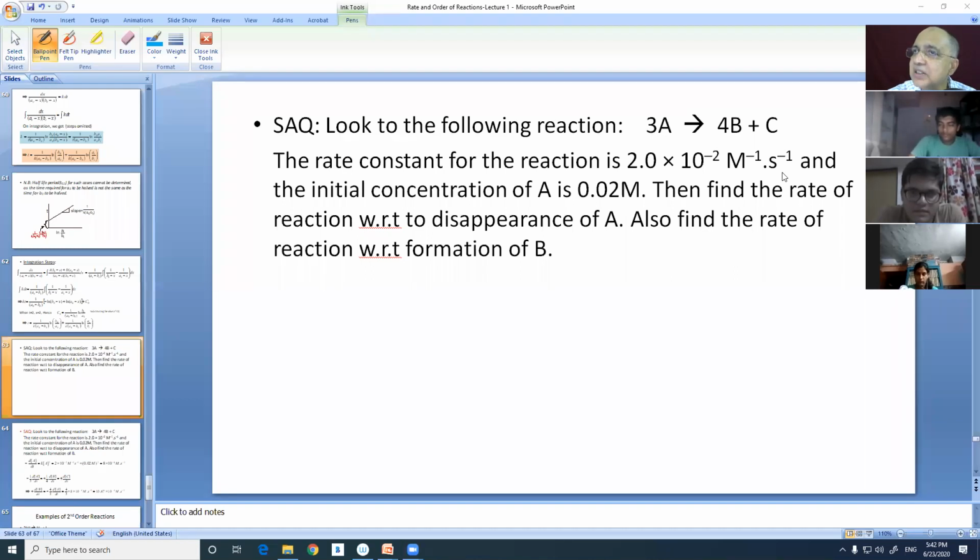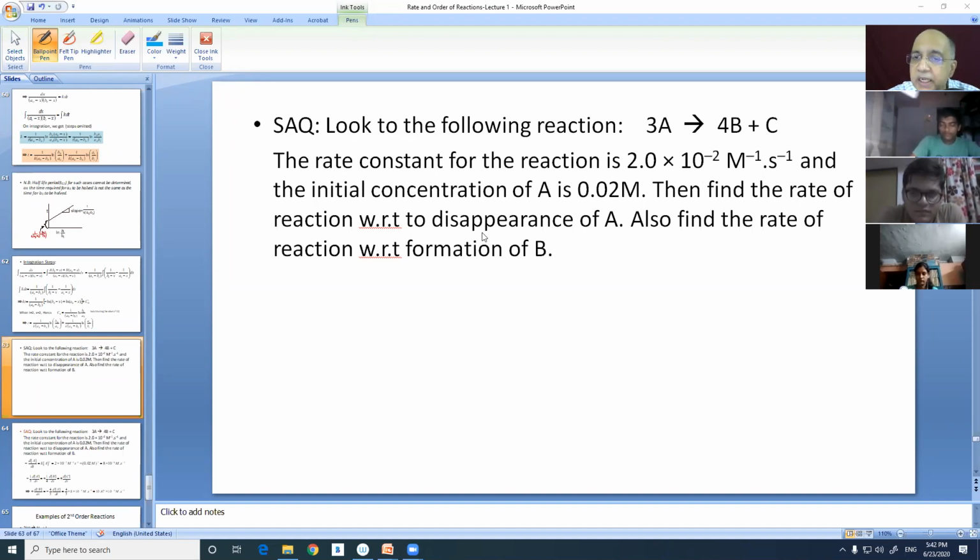We have so far studied first order and second order, not studied third order, zero order, and fractional order. So the unit of the second order reaction is molarity inverse second inverse. So whether or not it is stated, you can definitely conclude from the unit that it is a second order reaction.